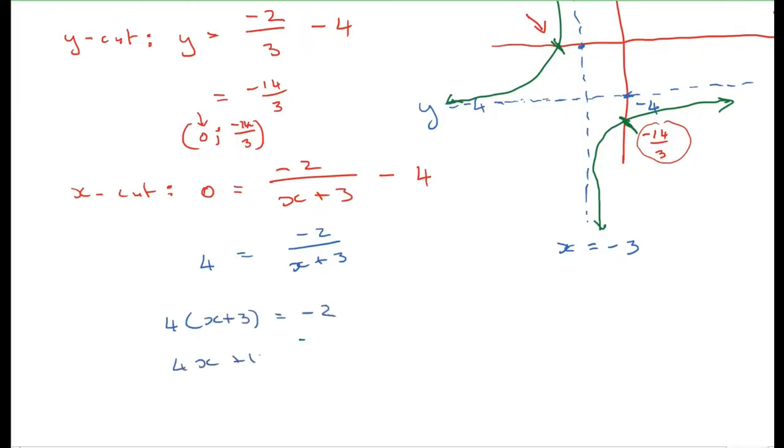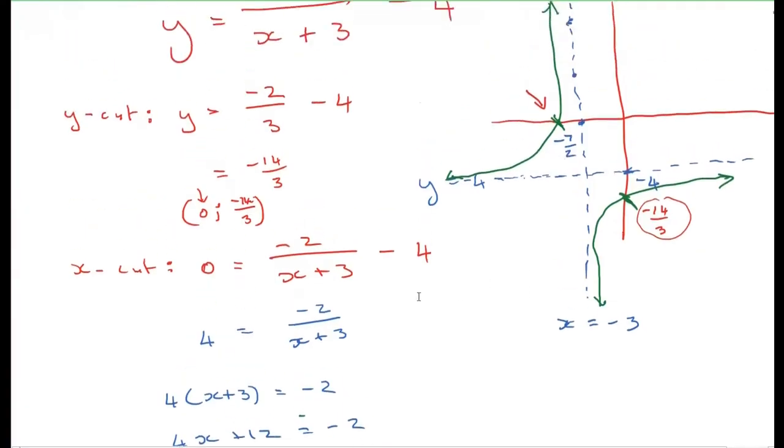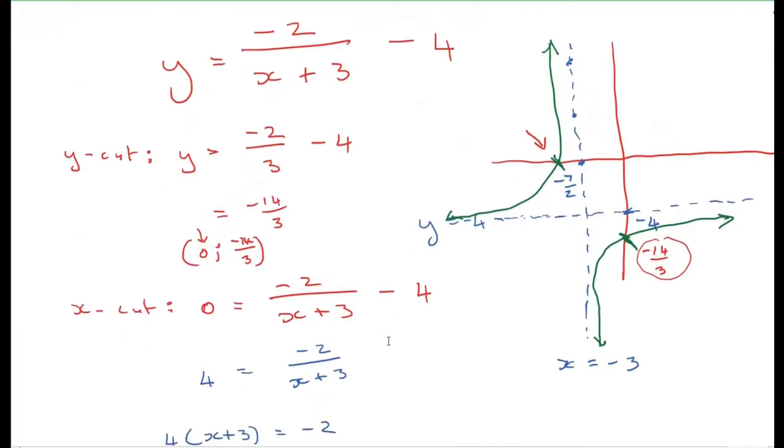So you got 4x plus 12 equals negative 2. We're going to minus the 12, which gives you negative 14. Divide both sides by 4 and that gives you negative 7 over 2. And there you go, negative 7 over 2, which is less than minus 3, or p. And so now we know we've got our correct values. Math, easy. Just join the dots.